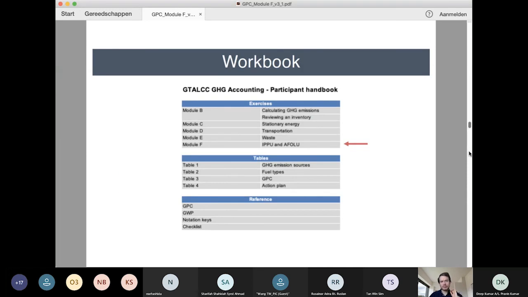So if you can open your workbook and go to module F, called IPPU and AFOLU, you should have an exercise set out there, or at least a table which we're going to be using to do this exercise. So make sure you open your workbook and go to module F. I'll give you a second to open that, and you'll see there are two tables. One is to estimate greenhouse gas emissions from product use, and the other is to estimate emissions from fermentation and manure management. That's the exercise for AFOLU. We're focusing just on IPPU now, so table 1.